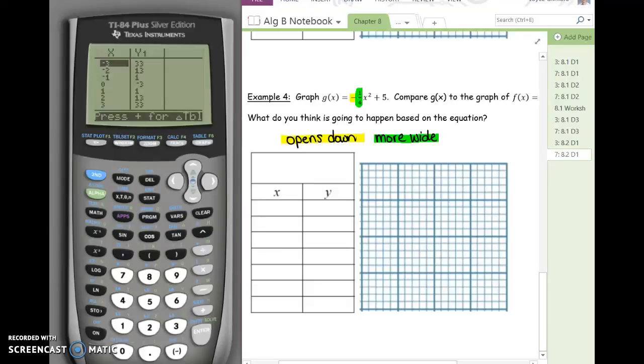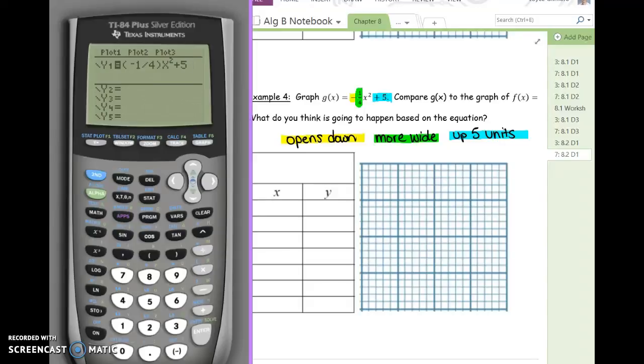The next thing that I see is +5. What is that +5 going to do for our graph? Up 5 units. All right, let's put this in the graph. I want you on your own to put that equation into your calculator, get some points, make your parabola. When we look at the graph, I'm already noticing how wide this graph is, so we definitely made the correct assumption that it'd be wider. It also opens down, and it looks like it has moved up 5 units.